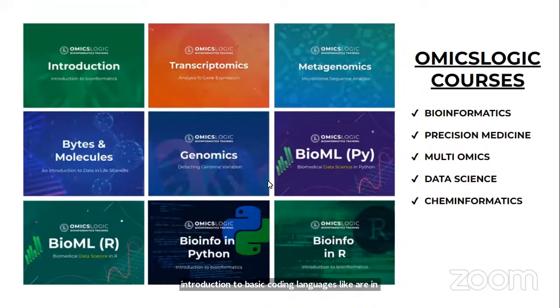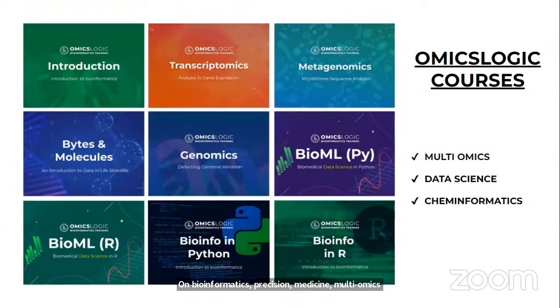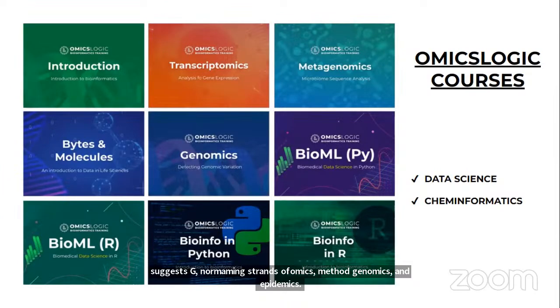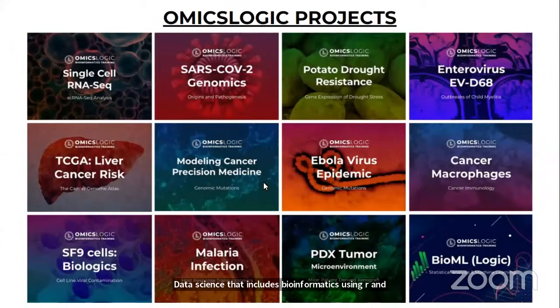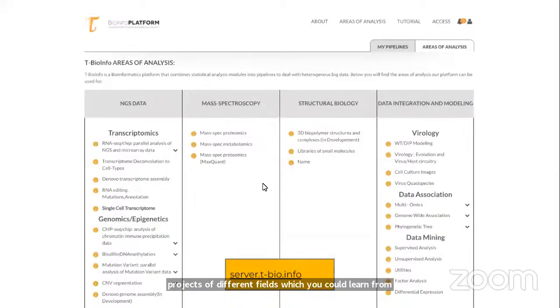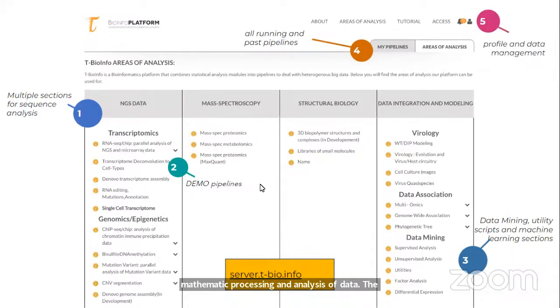This also comes with access to Omics Logic courses, which include courses on bioinformatics, precision medicine, multi-omics, such as genomics, transcriptomics, metagenomics, and epigenomics, data science that includes bioinformatics using R and Python, as well as cheminformatics, and use and example projects of different fields which you could learn from and replicate for your research work. And the users will be given directions to access the T-Bioinfo platform for bioinformatic processing and analysis of data. The platform includes demo pipelines as well as data management and analysis cloud infrastructure to run bioinformatic pipelines. Different stages of analysis are performed in different sections on this multi-omics platform.